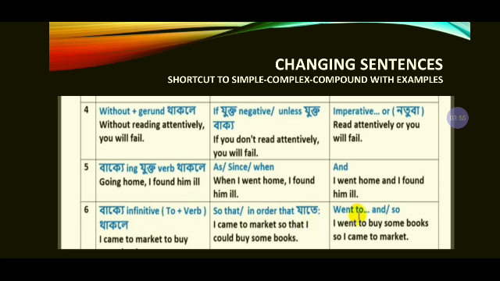Without reading attentively is a phrase, you will fail is the clause, and the complex sentence will be made up of two clauses, one subordinate clause and a main clause. If you don't read attentively, this is the subordinate clause, you will fail is the main clause. So without reading, if you don't read, negative. Or you can change it using unless: unless you read attentively you will fail. Imperative or in the compound: read attentively or you will fail.